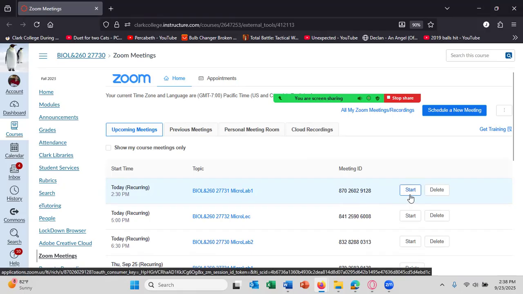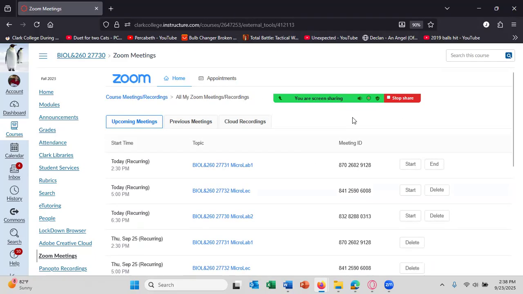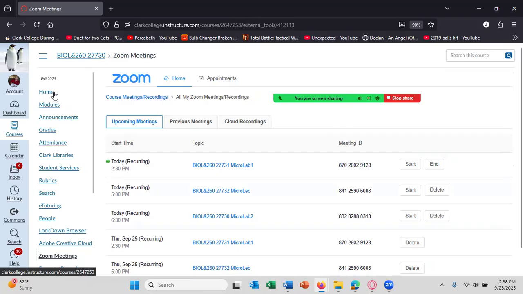Now, why is that saying start? I've already started that. Clicking on the start button there. If you don't see the classes in Zoom, you can hit a link here: upcoming meetings, personal meetings. There might be a link up here too that says something like all my Zoom meetings, and then you'll see this page. Any questions about that? Obviously, you guys are all here, so you didn't have any trouble getting in.